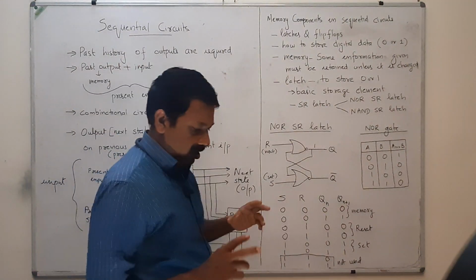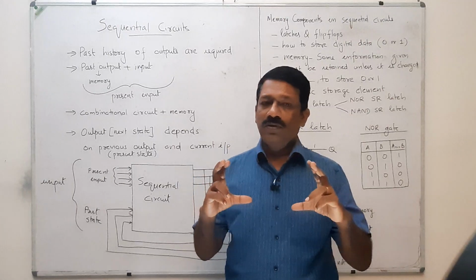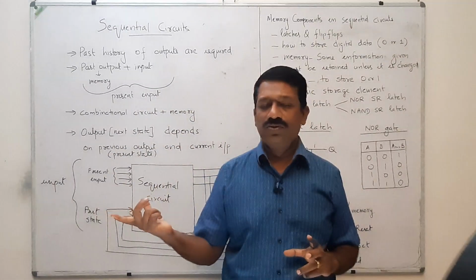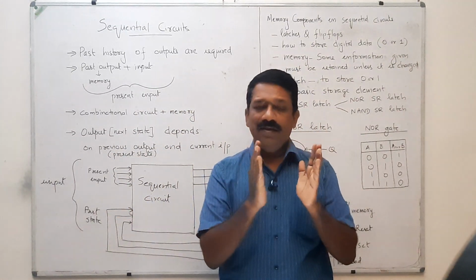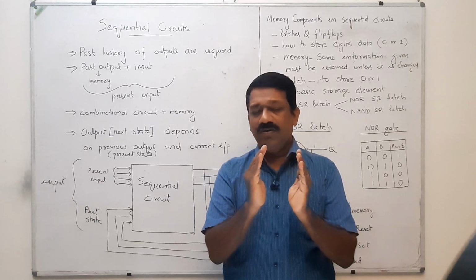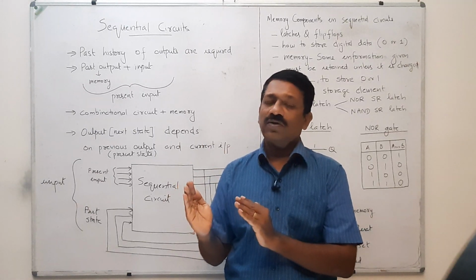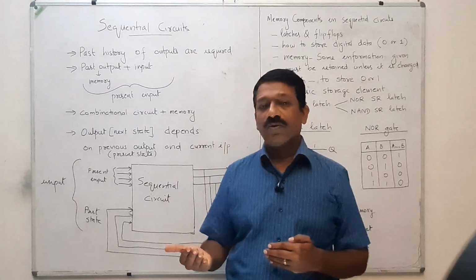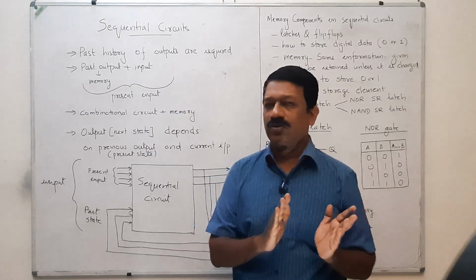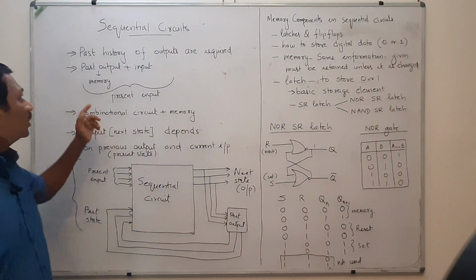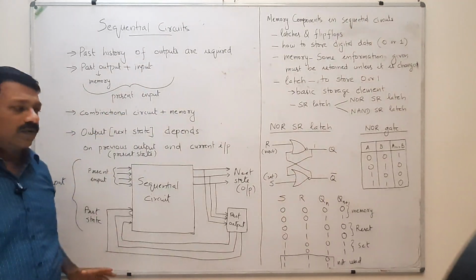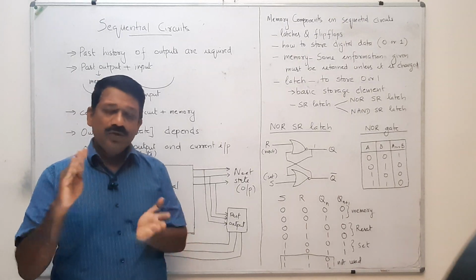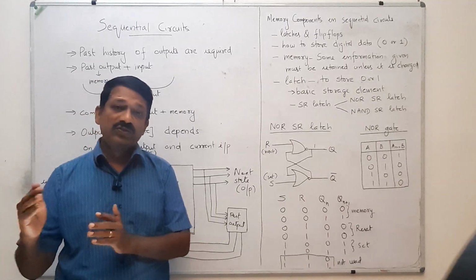That means the output of a sequential circuit not only depends on the present input but also depends on the previous output. That means the current state of the sequential circuit depends on the previous state of the sequential circuit plus the current input. Here the past history of outputs is also required. The output of a sequential circuit depends not only on the current input but also on the past output.